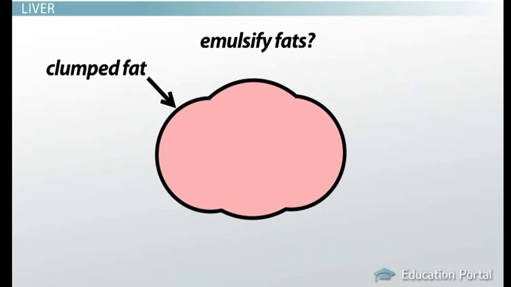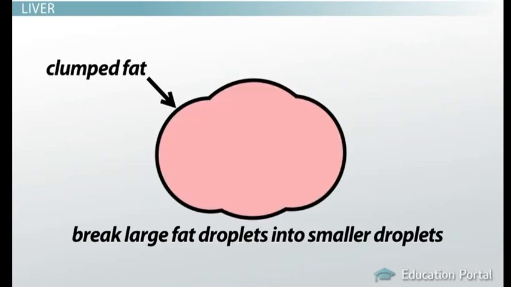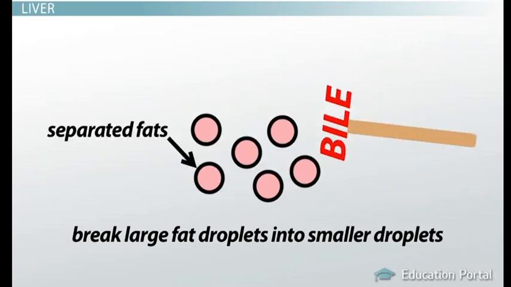So what do we mean by emulsify fats? Well, we see that bile salts coat large fat droplets and then break large fat droplets down into smaller fat droplets. It is as if bile comes into your digestive tract with a sledgehammer and smashes large droplets of fat into little ones, which are more manageable.